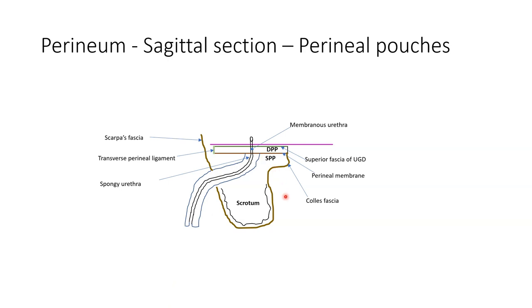This is the sagittal section where you can see the deep perineal pouch between the superior fascia and inferior fascia of urogenital diaphragm and the superficial perineal pouch and the Colles fascia. So if you observe, this Colles fascia is becoming continuous with the fascia in relation with the dartos tunic. This is the dartos fascia in the scrotum and it becomes continuous with the penile fascia in relation with the penis and with the Scarpa's fascia in the anterior abdominal wall.